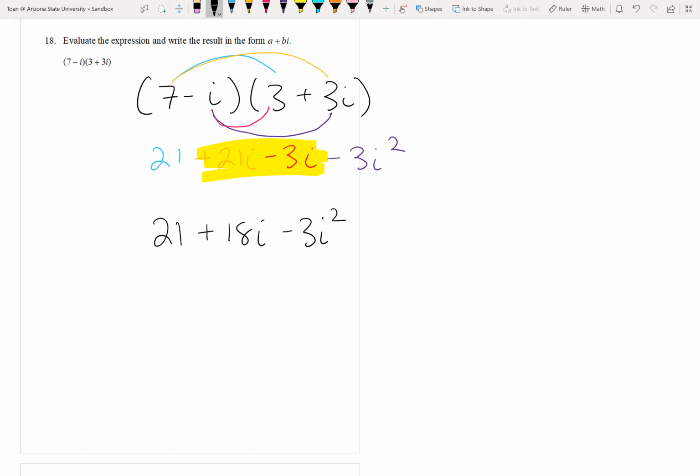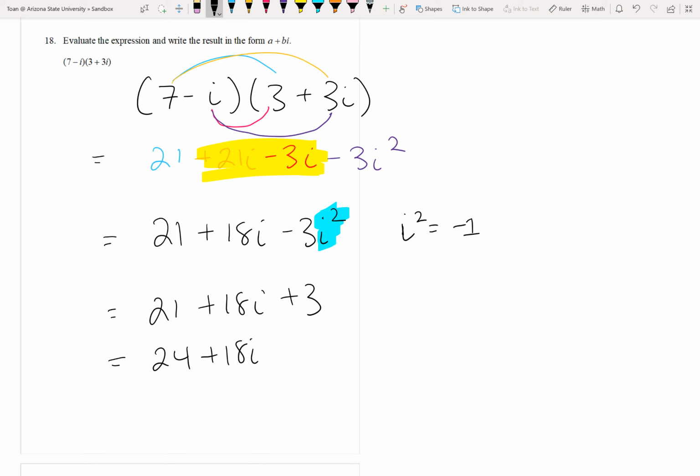Now, when it comes to working with imaginary numbers, the idea is if you see an exponent on an i, you can always simplify it. So we have to remember that i squared is the same thing as negative 1. So this guy here, you can substitute in a negative 1. Now we should know that when you multiply anything by negative 1, all that happens is the sign changes. So when I do that substitution, instead of a minus, I'm going to put a plus. So then this becomes 21 plus 18i plus 3, and then go ahead and combine the regular numbers to give you 24 plus 18i.